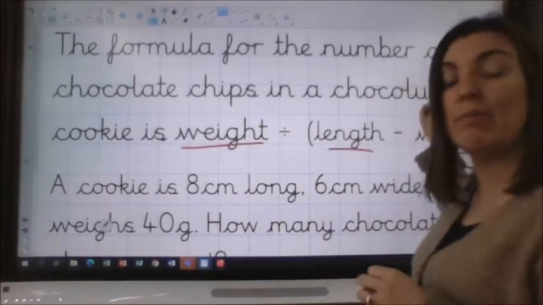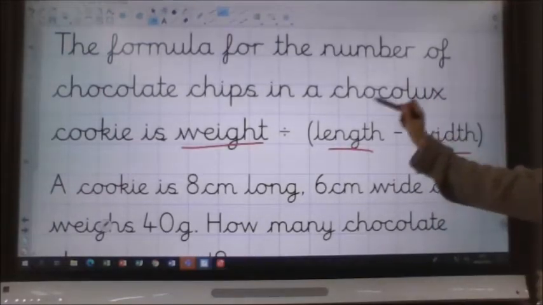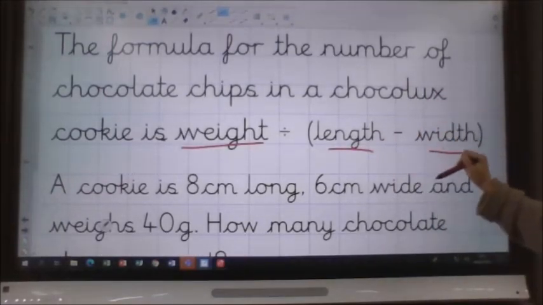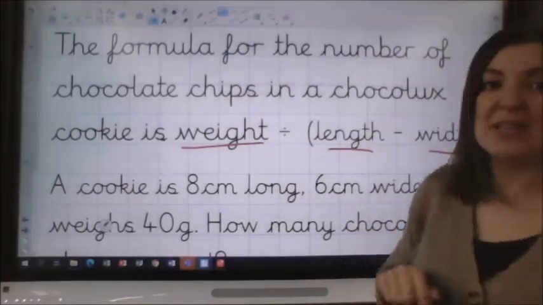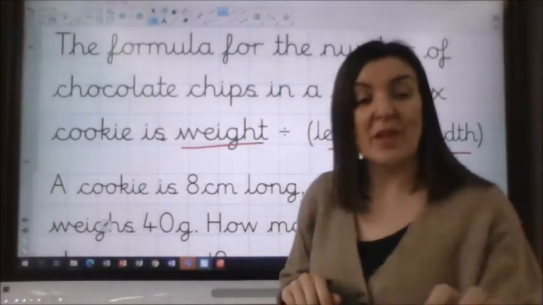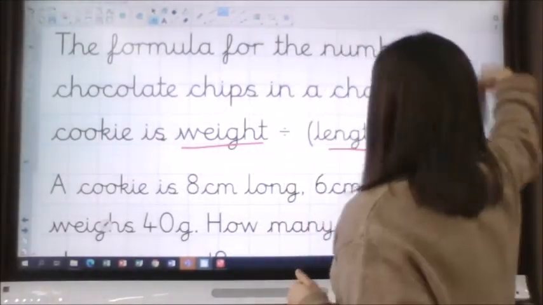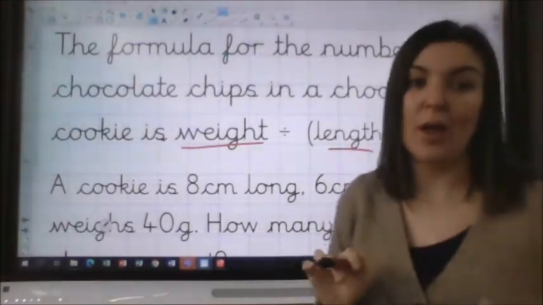Now, because that's in brackets, we've got to do that first. So the first thing we have to do is the length, take away the width, and then the weight divided by whatever answer we get here. Now, that's a formula because we could put any numbers in here, any at all, okay?